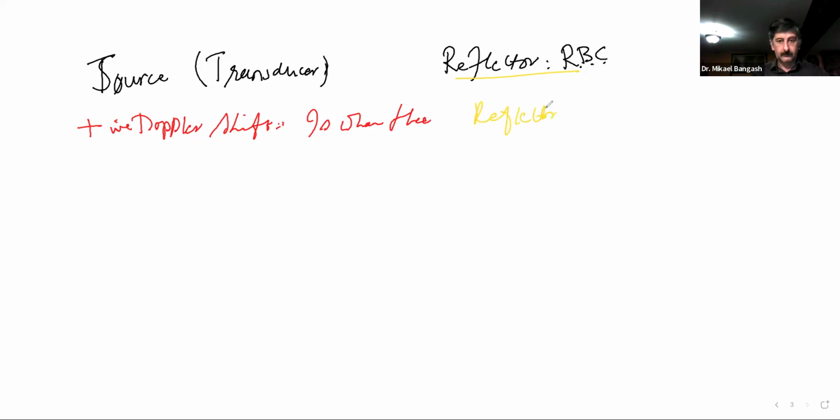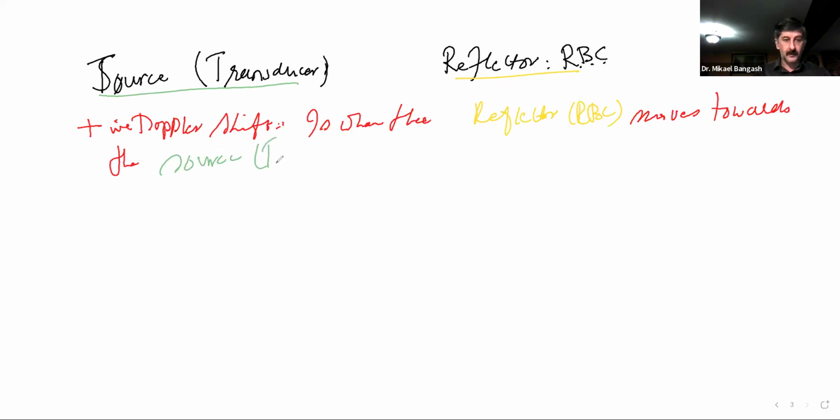reflector, which is going to be your red blood cell, moves towards the source, which is going to be your transducer. That is one way to look at a positive Doppler shift.